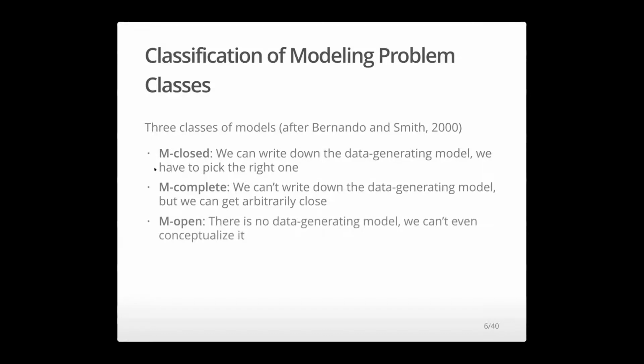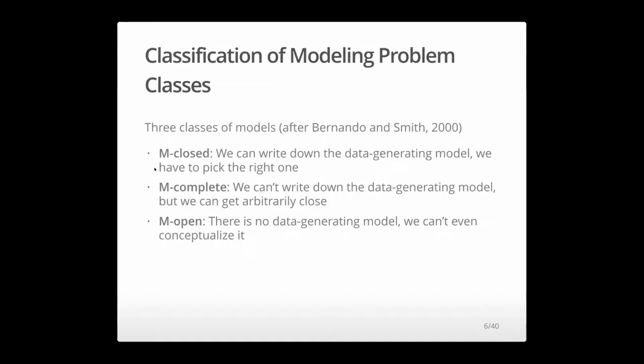And then down here, there's the M-open class, which is where there is no data generating model that we can speak of. It just doesn't exist. This last class is, I think, gradually being obsoleted by some of the machine learning work that was discussed in the last talk, because when this came out in 2000 or so, they used an example like a piece of music or a picture. There's no way that you could write a generative model for a piece of music, except now we've got generative AI neural networks that are basically doing that. So M-open is gradually becoming M-complete.